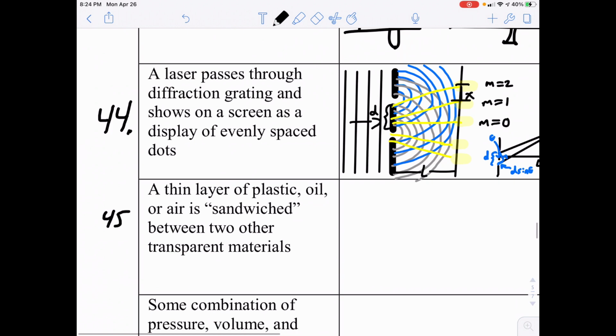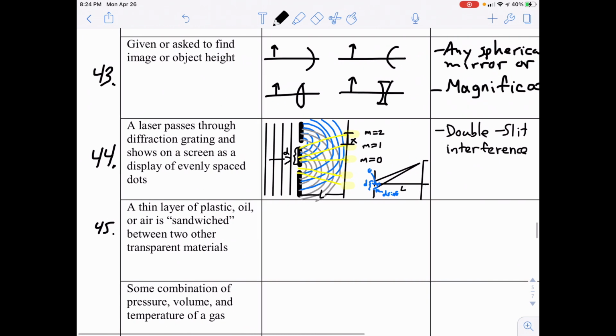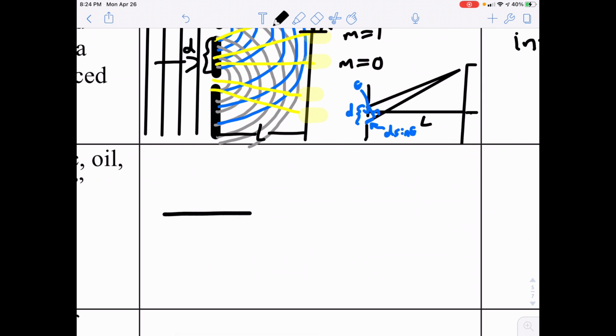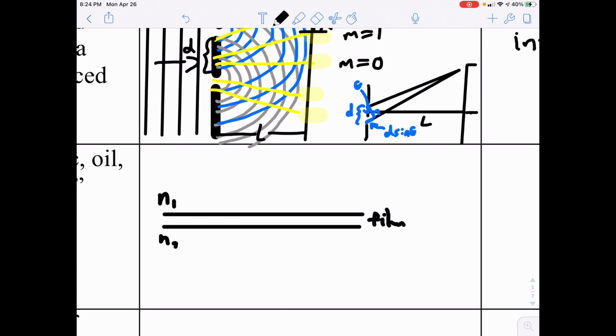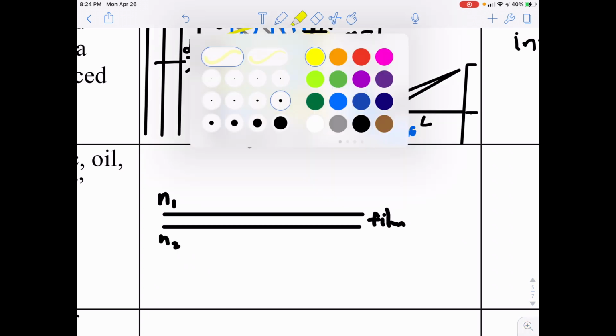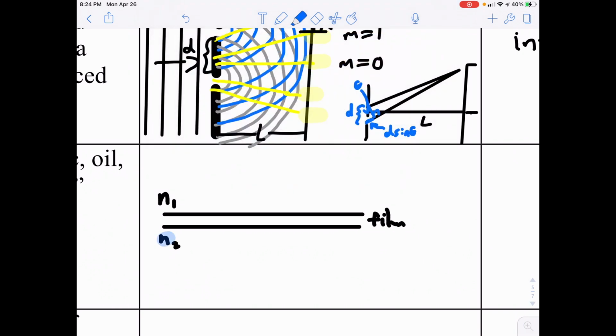Now in 45, we have a thin layer of plastic or oil or air that's sandwiched in between other transparent materials. So what we have there is medium 1, I'll call this N1, a very thin film, and then N2. So, for example, this could be air, soap in a soap bubble, and air.